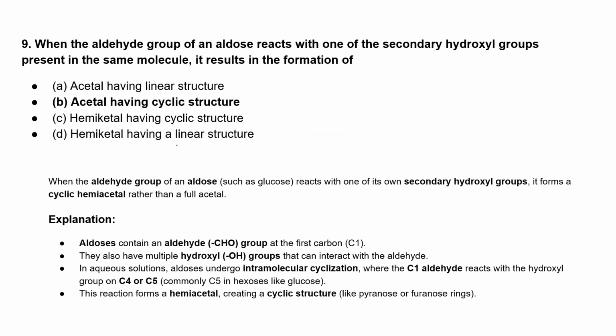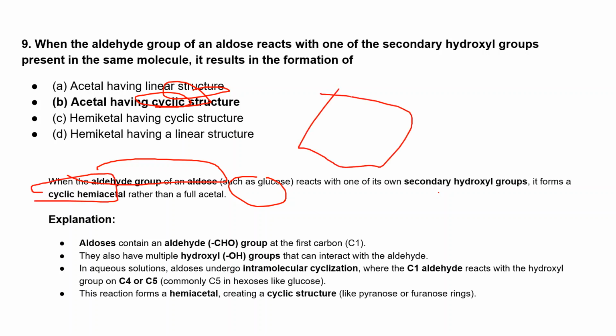Okay, let's see. So acetal having a cyclic structure is the right answer for this question. When the aldehyde group of any aldose, such as glucose, reacts with the secondary hydroxyl group, it forms a cyclic structure, a cyclic hemiacetal. This is the sugar, and it will form the cyclic structure only, because we know that sugar is made up of a cyclic kind of structure, right? And since the aldehyde group is reacting, it will form only the cyclic structure.